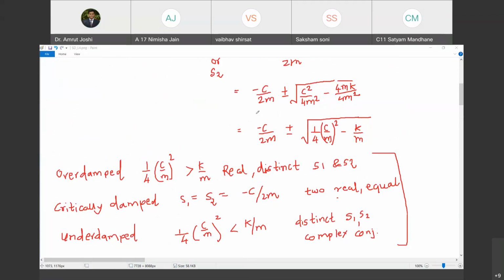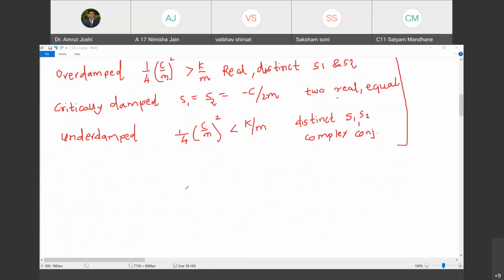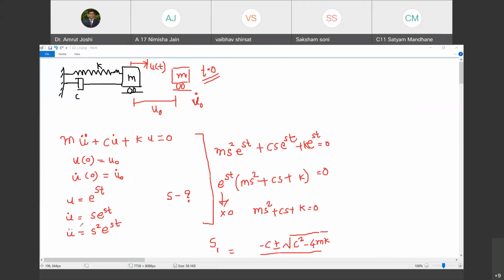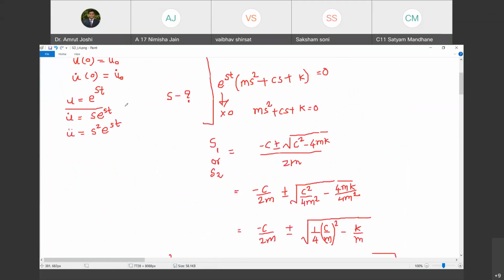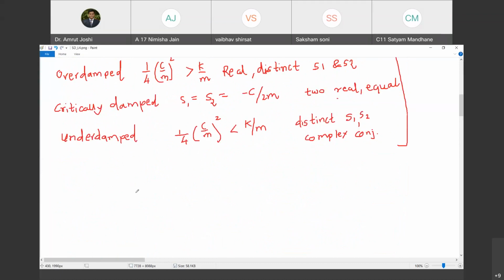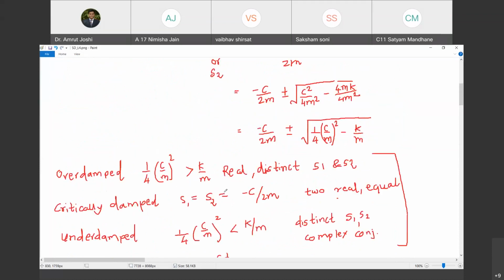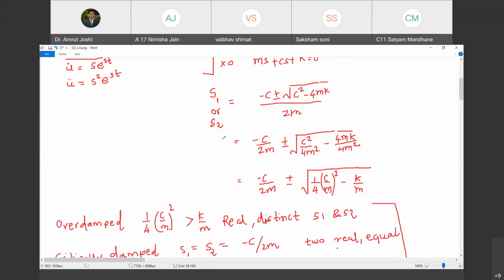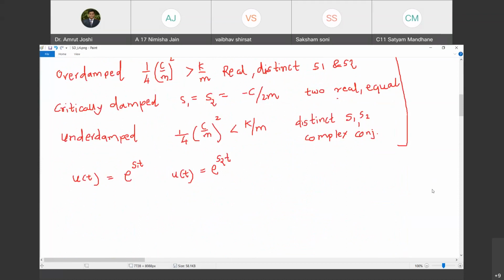Now, whichever is the case, as S has two values, we started with the assumption that U is equal to e raised to st, but S itself has two values, one is S1, another is S2. So e raised to S1t is also a root of this equation. U of t, as a function of t, e raised to S1t is also a root of the parent differential equation, and U of t as e raised to S2t is also a root of the parent differential equation. Do you agree with me? Because that's how we arrived at the values of S1 and S2. Are you with me? Yes, sir.